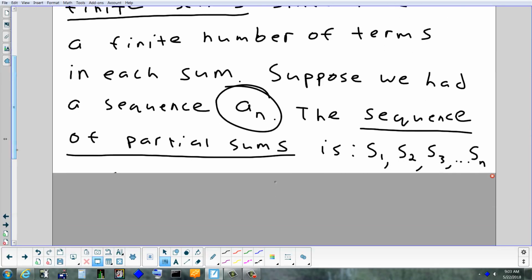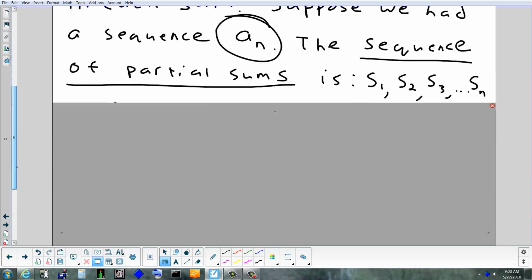So that's called the sequence of partial sums, and that's kind of the goal. We want to find a formula for the sequence of partial sums. If we had to add up things by hand, maybe up to 10 or 20 terms, that's not too bad. But if you start to add up thousands or millions of terms, you've got to find a better way to do it than by hand.